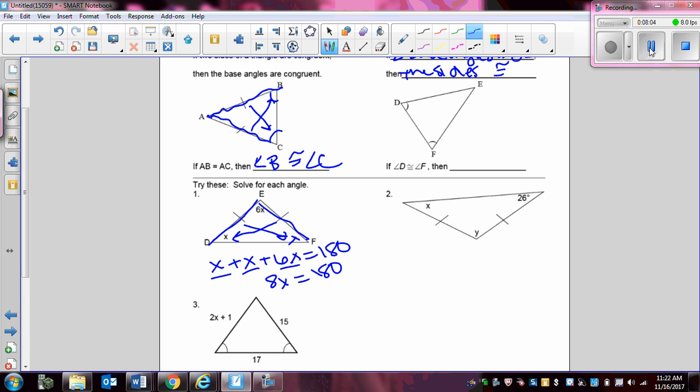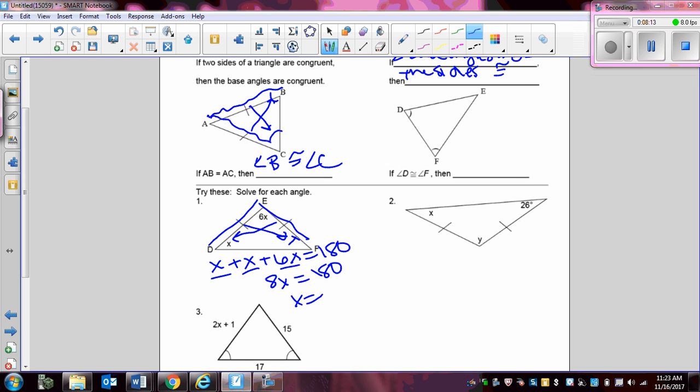Divide by 8 on each side, and you're going to get x equals a number. So if you divide by 8, I think I got a decimal. I hope that's right. 22.5. Try the next ones, guys. Number 2 was very similar to our quiz.